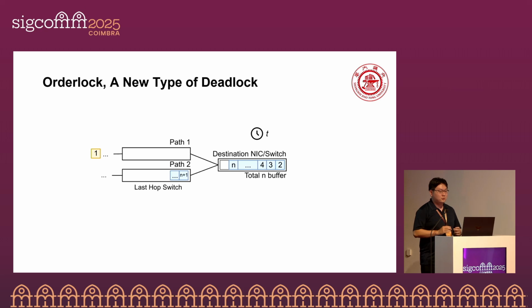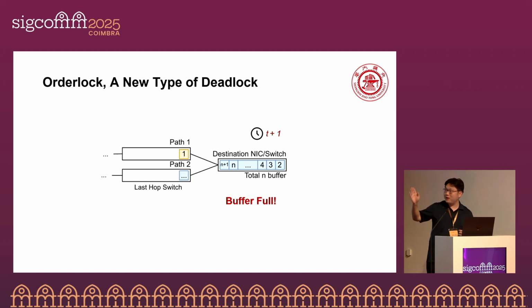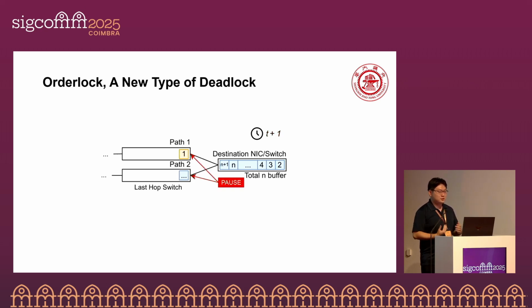At time t, the reordering buffer is waiting for the delayed packet 1 to maintain in-order delivery. Meanwhile, packet n+1 is just about to be sent on the other path. At the next moment, t+1, packet n+1 arrives at the destination. This fills the reordering buffer to its capacity. With lossless transmission to prevent an overflow, the destination must send a pause signal upstream. Crucially, this pause signal blocks both paths, which also blocks the delayed packet 1 from ever arriving.